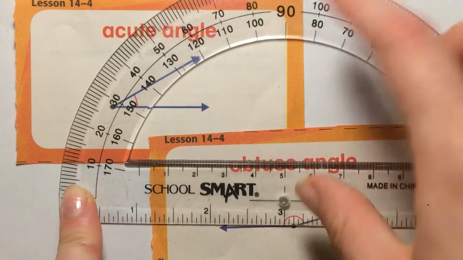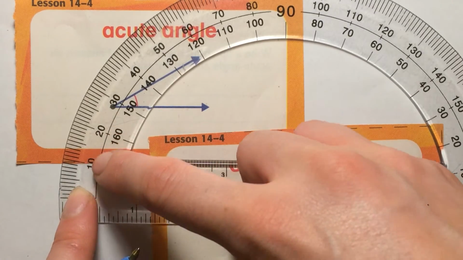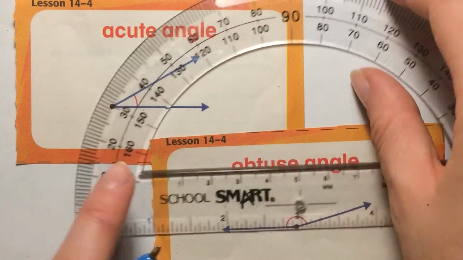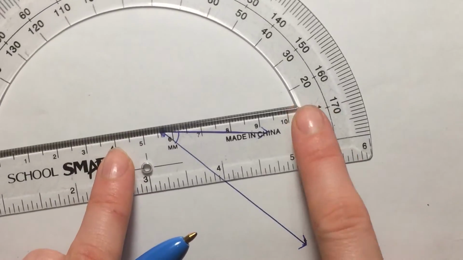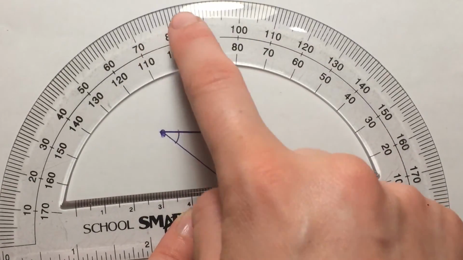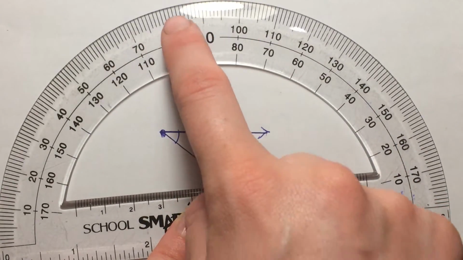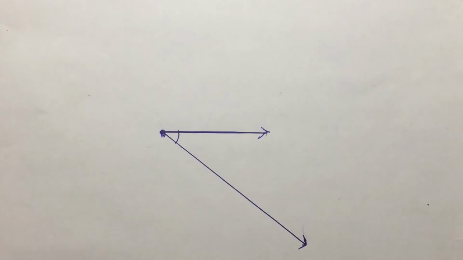Okay, so you have to pay attention to, are we starting over here and we start with 0 and go 0, 10, 20, 30, 40, 50, 60? Or are we starting over here and going 10, 20, 30, 40, 50? Okay, so you have to be careful because the same line, it could be 80 or 100, so we have to pay very close attention.